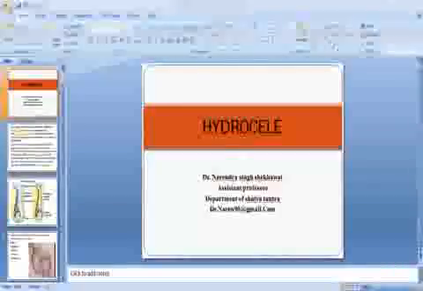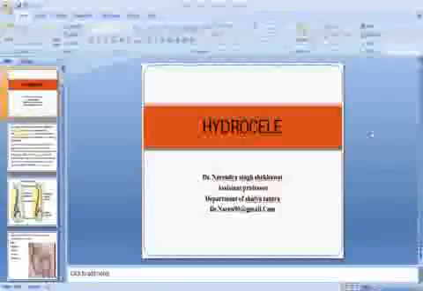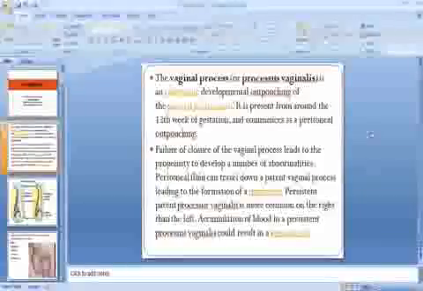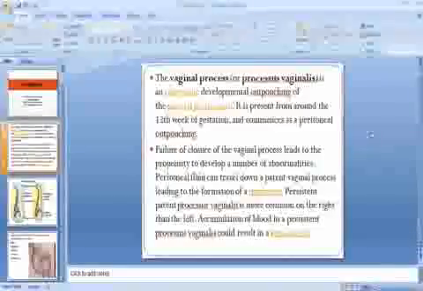In the previous class we discussed some diseases of the scrotum. Today we discuss hydrocele. What is hydrocele? The vaginal process is an embryonic developmental outpouching of the parietal peritoneum. It is present from around the 12th week of gestation and commences as a peritoneal outpouching.